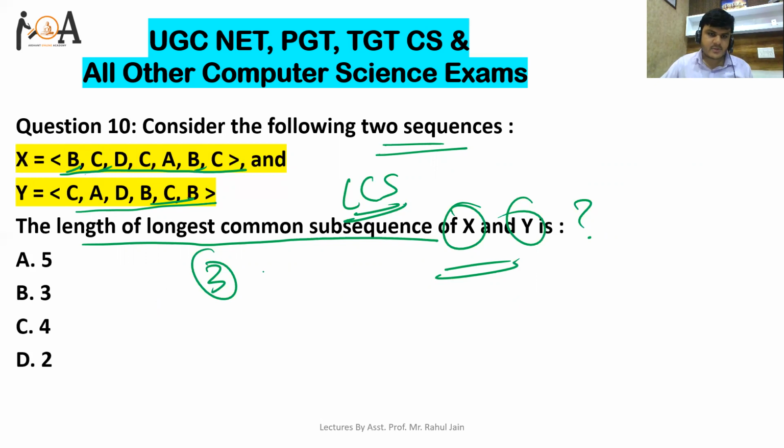So at minimum I am getting a subsequence of length 3, like B, C, B. This is part of X: B, C, and then B. And here also B, C, B. So 3 is the minimum length. So option D is cancelled. But I need to check, is there any longer common subsequence than that? That is, is C possible or A possible or not?